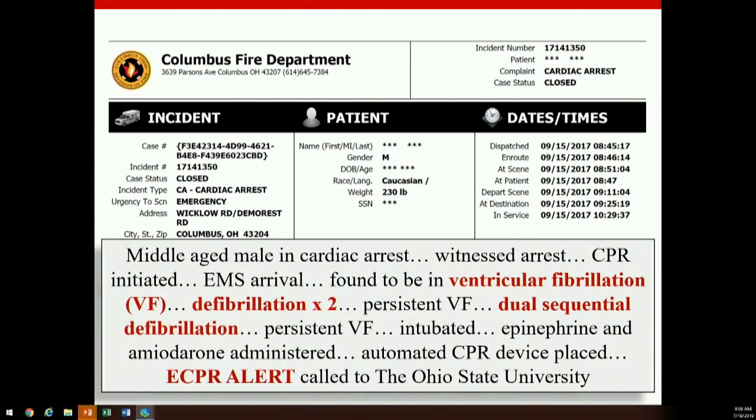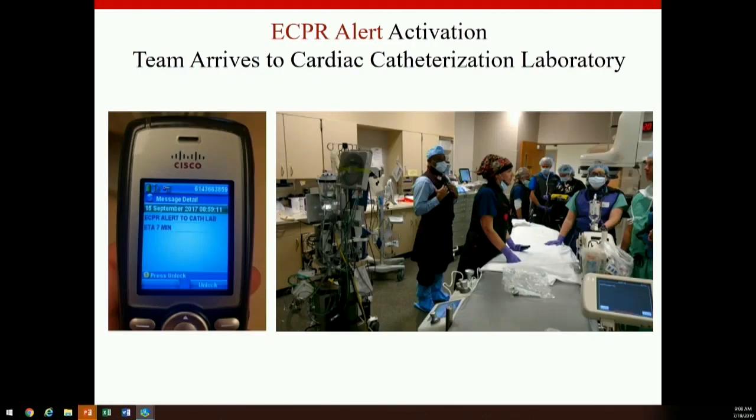This was a middle-aged man in cardiac arrest, witnessed arrest, CPR initiated, EMS arrived. He was found to be in VFib, defibrillated twice, still in VFib, and per the Columbus Fire Department, the third shock, they do a dual sequential, 2 sets of pads, defibrillate, maintained in persistent VFib, intubated, epi, amio, e-CPR alert was called to our institution. Automated CPR device was placed.